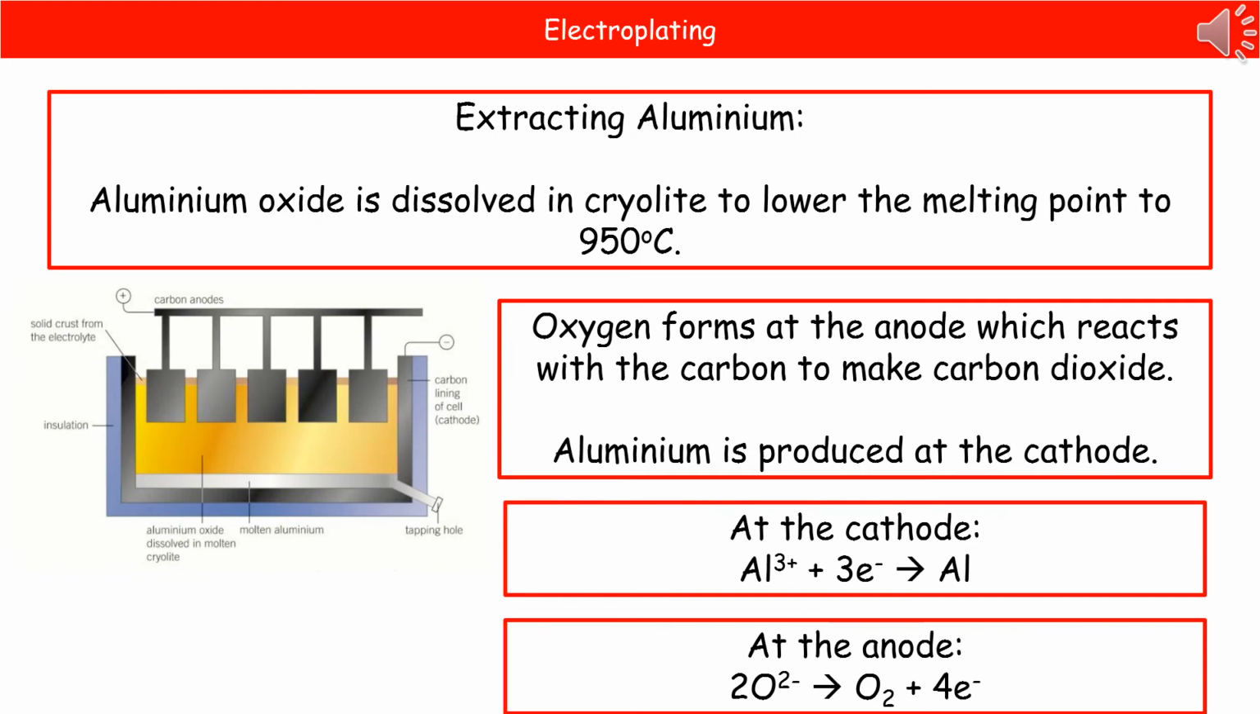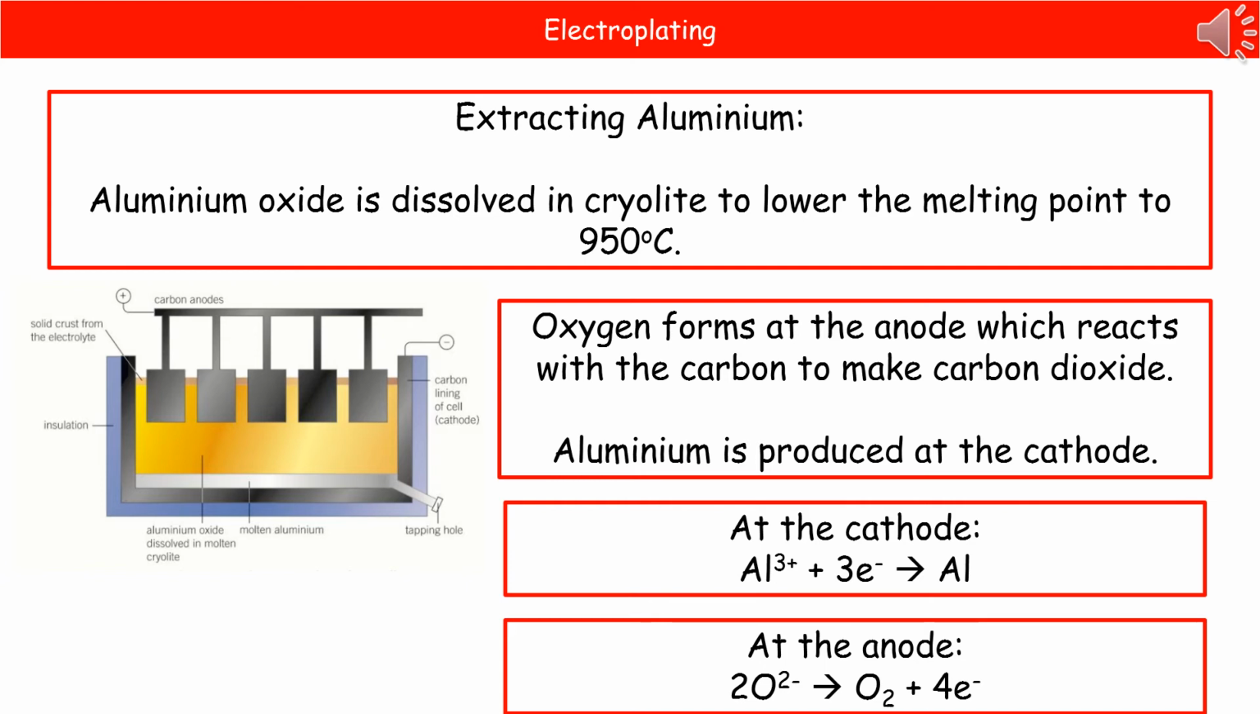Our last use of electrolysis is to extract aluminium. First thing, we dissolve the aluminium oxide in cryolite to lower the melting point. We then put that into our electrolysis cell. We've got our carbon anode and cathode there. Oxygen will form at the anode, which then reacts with the carbon of our actual electrode to make carbon dioxide, and aluminium is produced at the cathode.